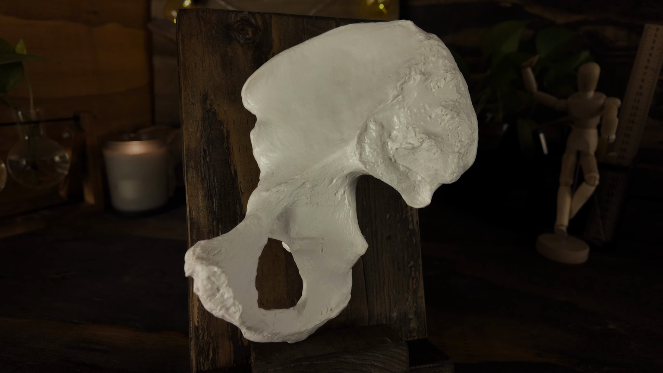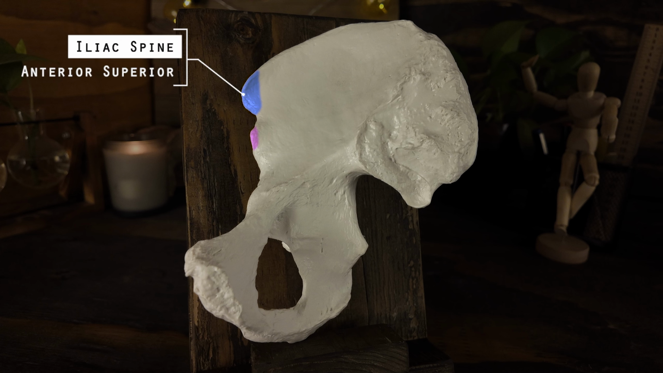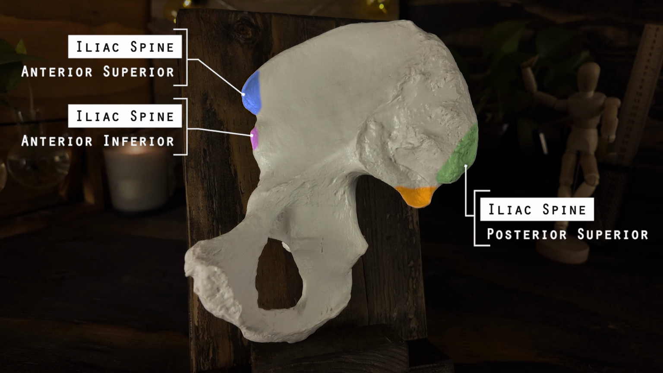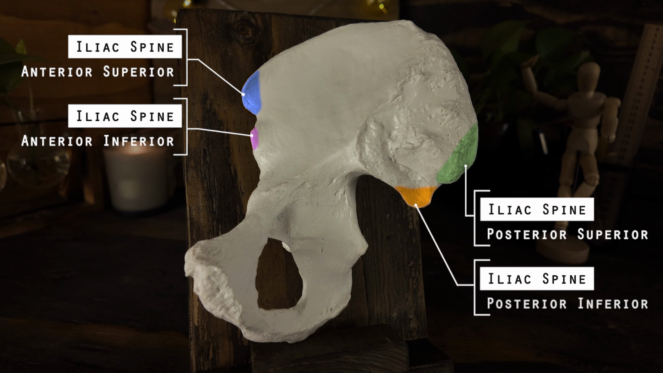Now finally, from this perspective, we have the four spines of the ilium. Two of them are located on the most anterior part of the ilium. This one here is known as the anterior superior iliac spine, and down here we have the anterior inferior iliac spine. And the last two are on the most posterior side of the ilium, this here being the posterior superior iliac spine, and the one below is the posterior inferior iliac spine.